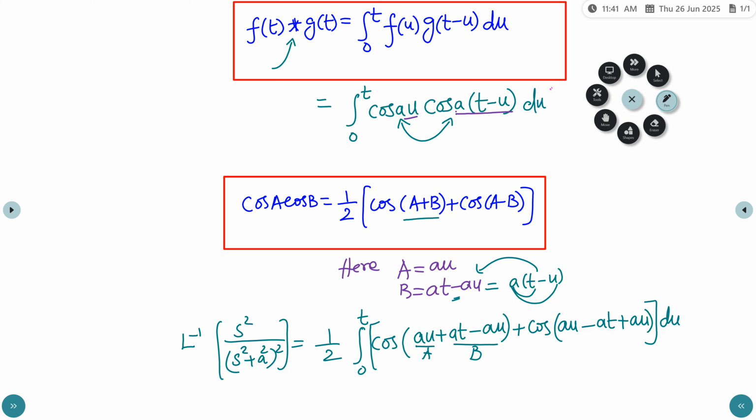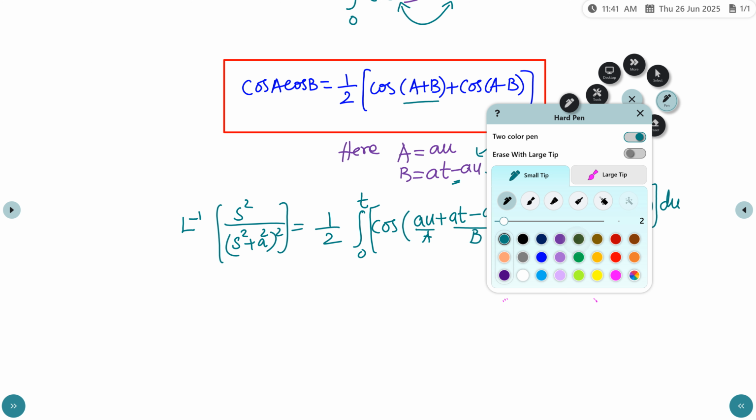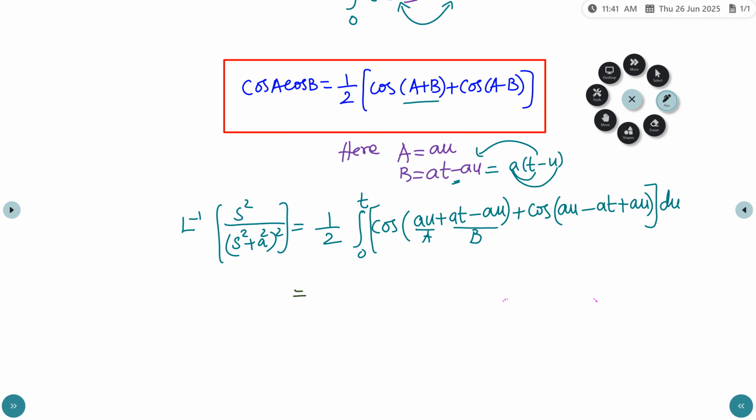Now simplify this one. 1 by 2 is treated as a constant. To simplify this step, in the integral 0 to t, the au and minus au will be cancelled. So simply we are having cos at, and then au plus au is 2au minus at, then integration with respect to u.